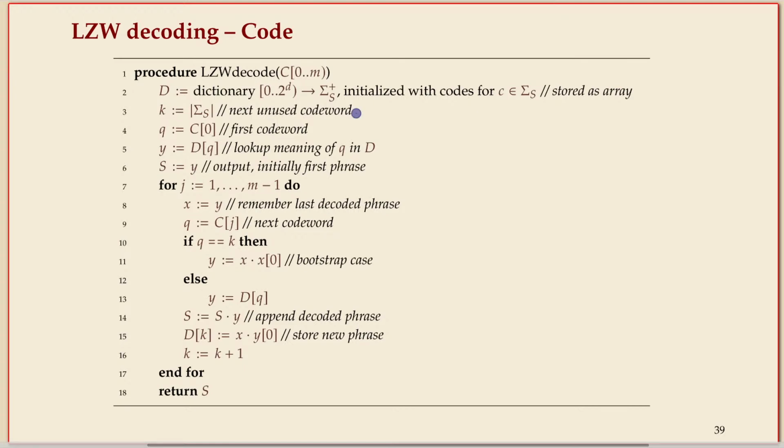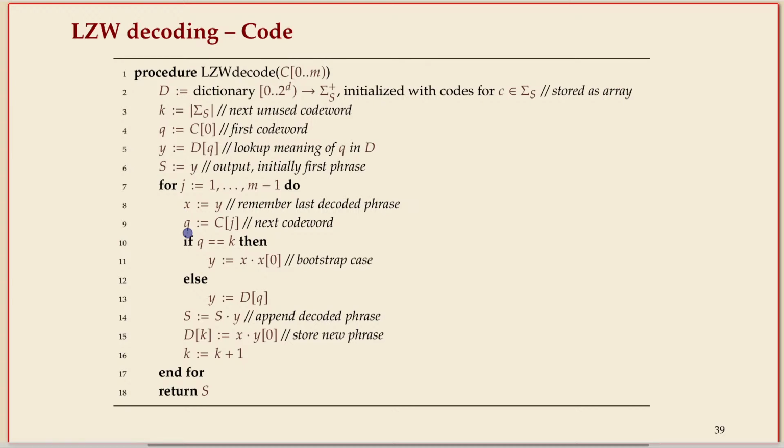Then we have, as before, a variable for the next free code word. As a shorthand, we cache the next code word to decode. And y is this phrase that we're now decoding, same name as before. And we have the source text. Initially, that's just the first phrase, and we'll keep adding to it. Now we iterate through the length of the coded text. We remember the previous phrase in X. What was Y last time is X now.